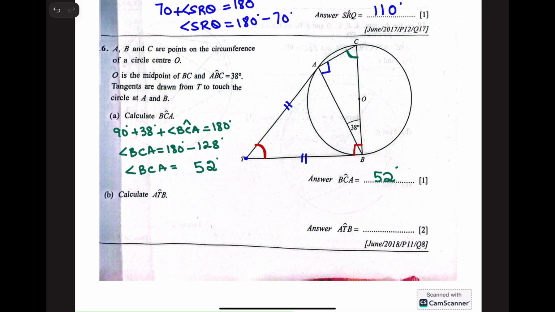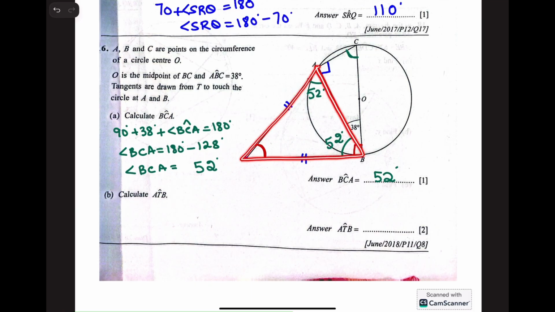So if this is 90 and this is 38, this would be 90 minus 38, right? So this angle would be 52 degrees. And because this is an isosceles triangle, if this is 52, this would be 52 as well. So this is 52.